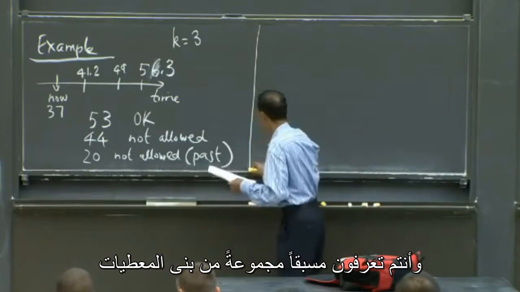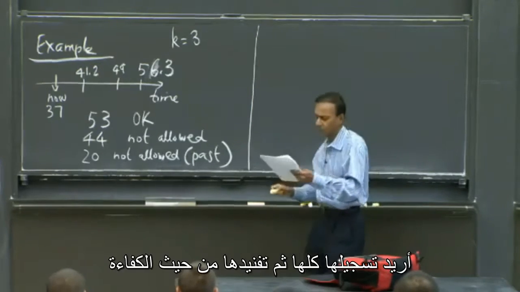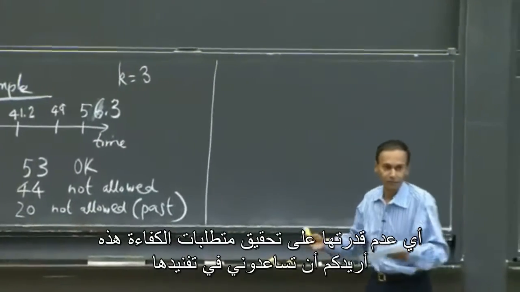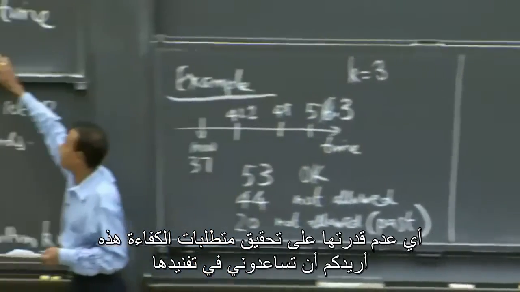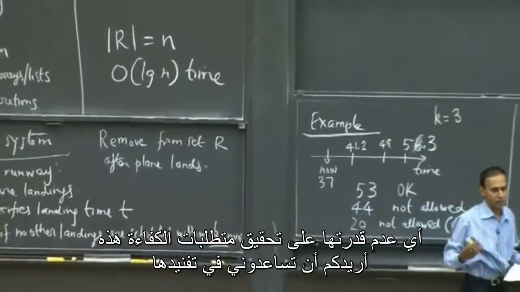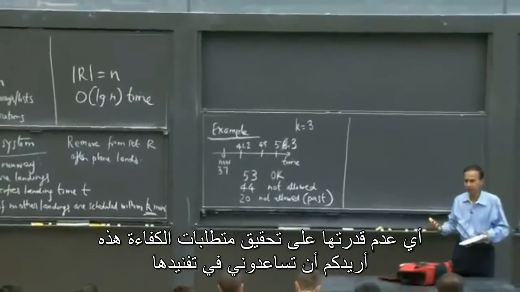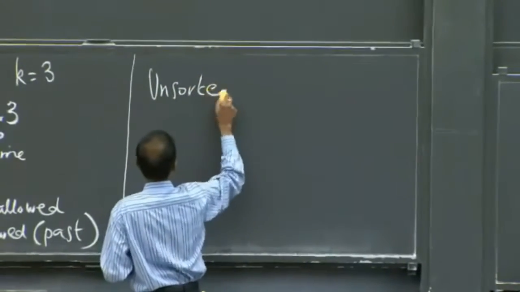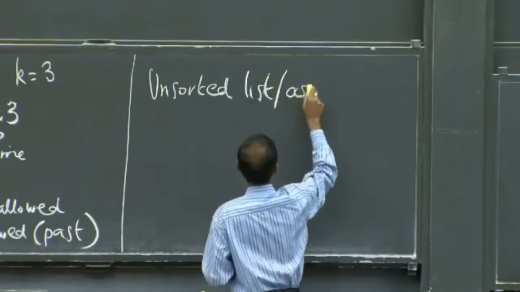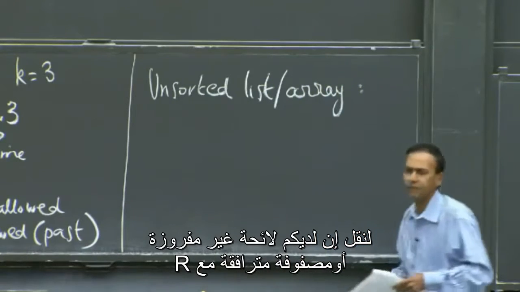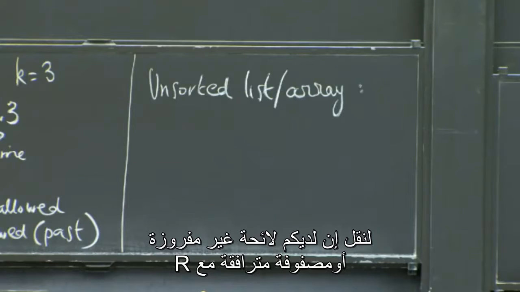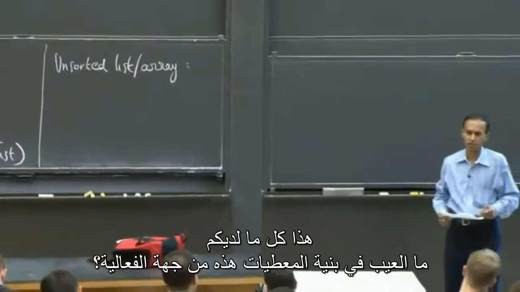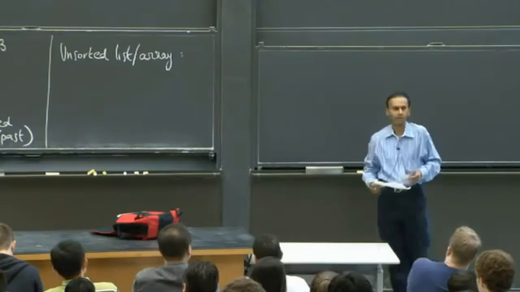And you guys know a bunch of data structures already, and what I want to do is list each one of them and essentially shoot them down, with respect to not being able to make this efficiency requirement, okay? And I'd like you guys to help me shoot them down. So let's talk about an easy one first. Let's say you have an unsorted list or an array corresponding to R, okay? That's all you have. What's wrong with this data structure from an efficiency standpoint?